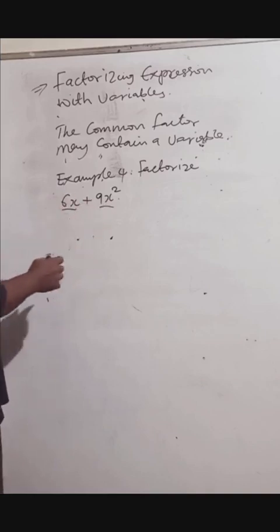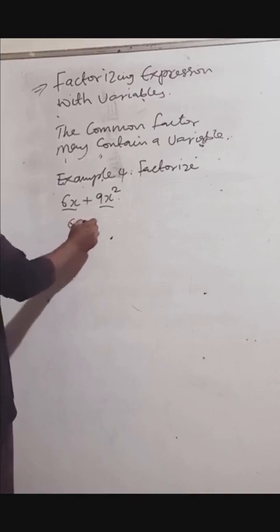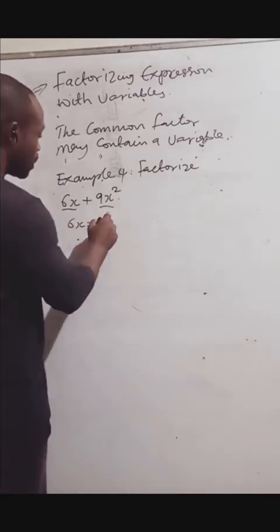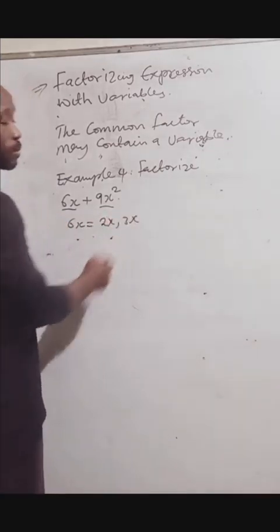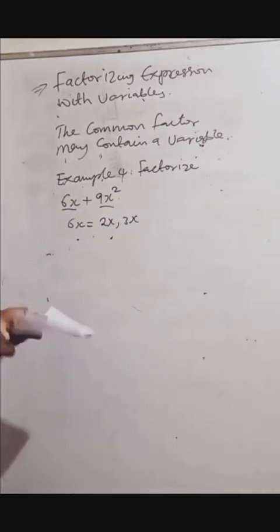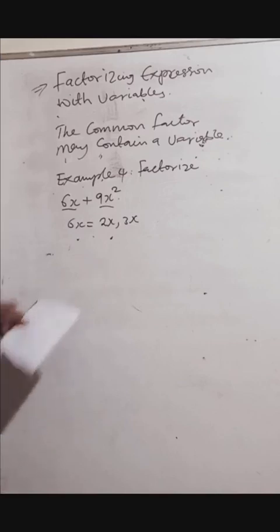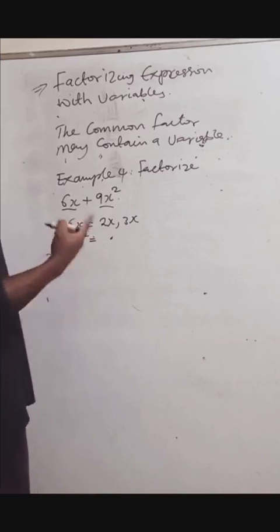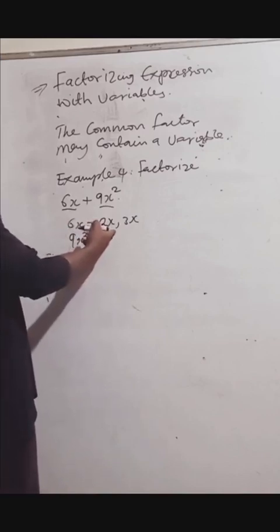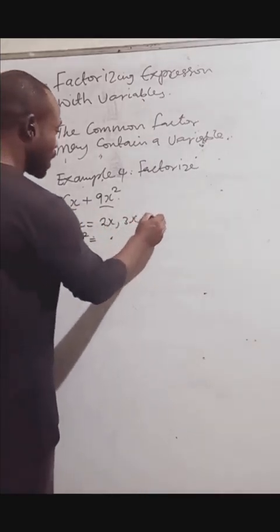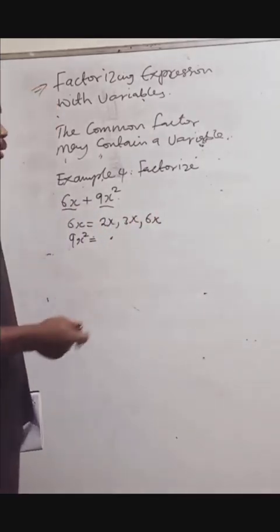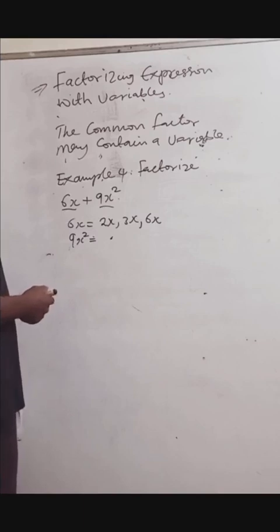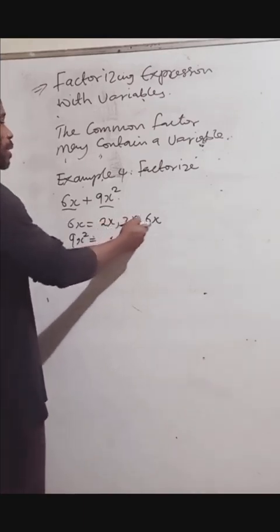So to do that, we are going to write out the factors of 6x. The factors of 6x are 2x and 3x. I did the same omission again. So I need to also include 6x as well. So we have 2x, 3x, and 6x.